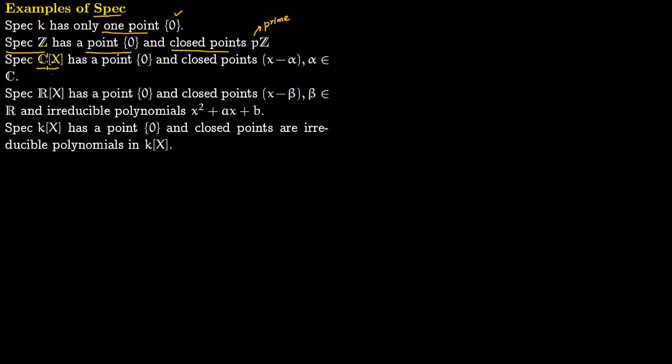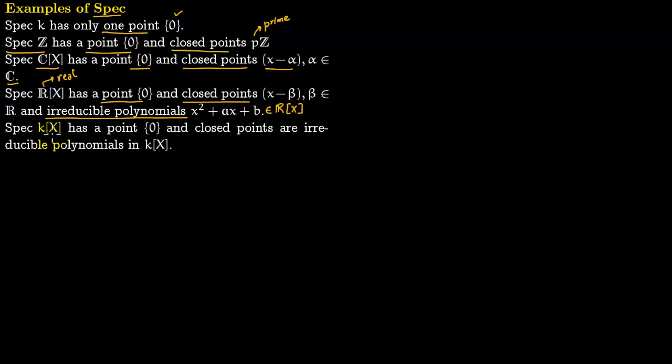In Spec C[x], where C is the complex numbers, we have a point 0, and the closed points are of the form (x minus alpha), where alpha is a complex number. Spec of R[x], where R is real, again has the point 0. The closed points are of the form (x minus beta), where beta is a real number. But here we also have irreducible polynomials of degree 2.